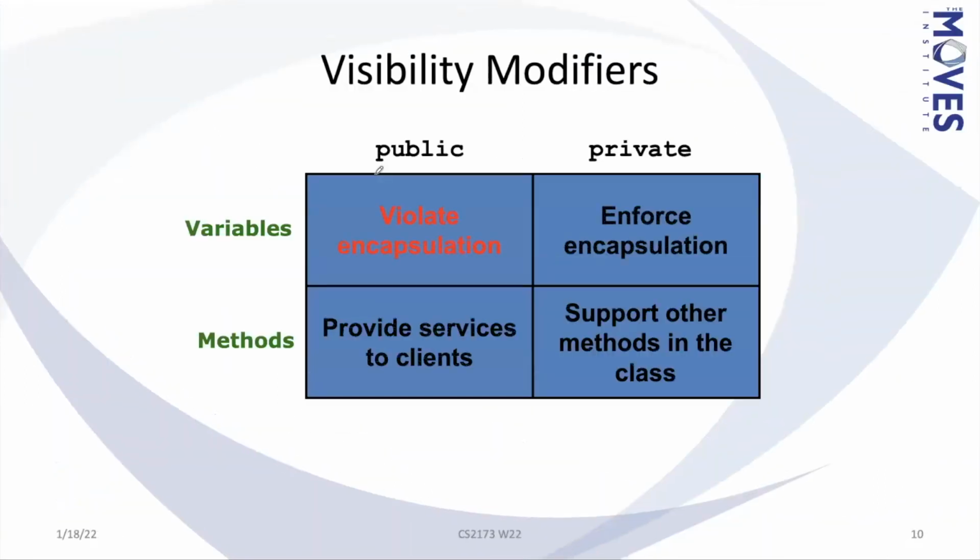Okay, so this is a nice way of visualizing what's going on here. So a class consists of variables, as instance variables, and methods. The methods can be either public or private. A public instance variable violates encapsulation. It's in red. You never do that. All of our instance variables will be private because that enforces encapsulation. Our public methods provide services to clients. And our private ones support other methods in the class.